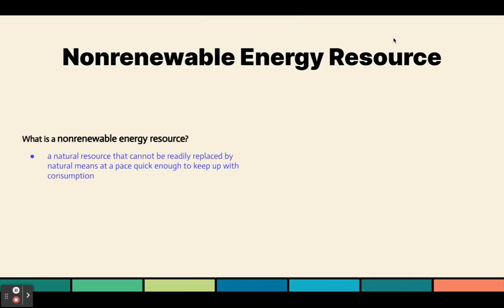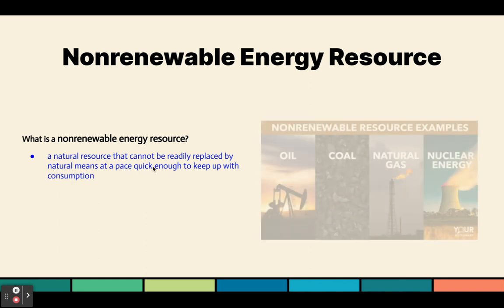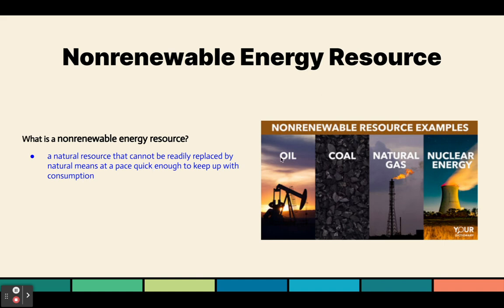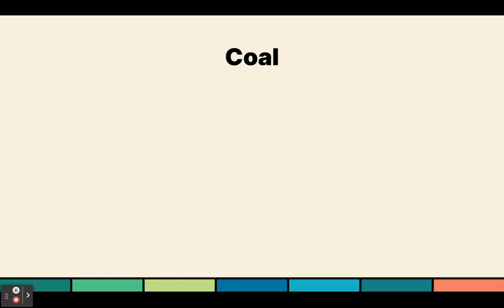And so a non-renewable resource, as you know, is a natural resource that cannot be readily replaced by natural means. And it's about the time. It cannot be replaced at a fast enough pace to keep up with how much we use. And these are the common ones: oil, coal, natural gas, and nuclear energy. Nuclear energy is here because we use uranium, and on the Earth there's only a certain amount of uranium, and when we use it all up, it will not replenish itself.